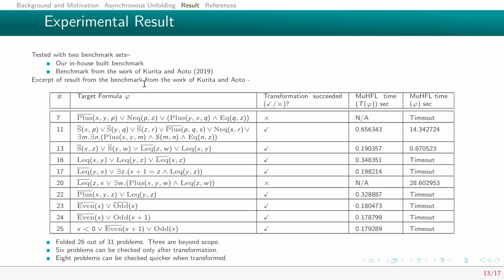Here is the excerpt of the evaluation result of our tool for the benchmark of Kurita and Auto. Out of 31 problems of this benchmark, 28 are in our scope, and our tool can transform 26 formulas. We then checked both original formulas and transformed formulas for validity by mu-HFL. Out of these 26, 6 formulas can be checked by mu-HFL only after the transformation, not in its original form. For another 8 formulas, validity checking time is shortened after transformation. This result gives us the effectiveness of our theory.